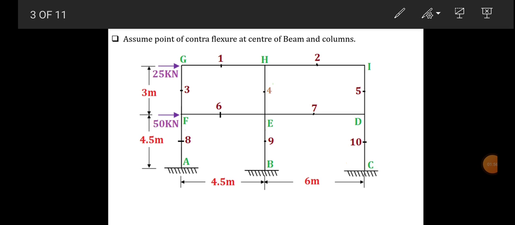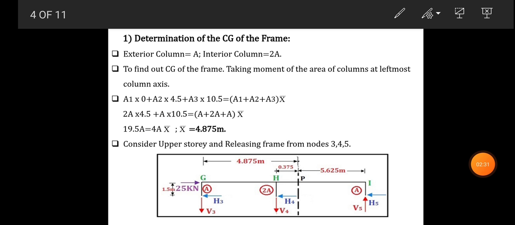Now first let us divide this, and let us assume that the midpoint of a beam or column is nothing but the point of contraflexure. Mark these midpoints as 1, 2, 3, 4, 5, 6, 7, 8, 9, 10. So these are all the midpoints of beams and columns, and we are assuming them as the contraflexure point of the respective element. Next step, let us determine the CG of the frame.